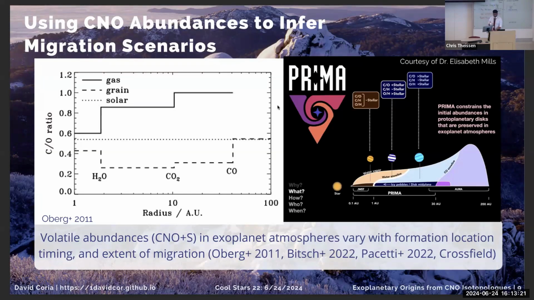Besides carbon to oxygen, though, there are other volatile ratios like carbon to nitrogen, nitrogen to oxygen, and sulfur to nitrogen that also seem to deviate from stellar values, especially in these models, depending on the extent of the migration that has occurred. So ideally, depending on where in the stellar disk a planet forms or accretes its envelope, we expect to measure different ratios of volatile elements in the planet's atmosphere. Then by measuring the host star's abundances, we can sort of gauge the extent of the migration.